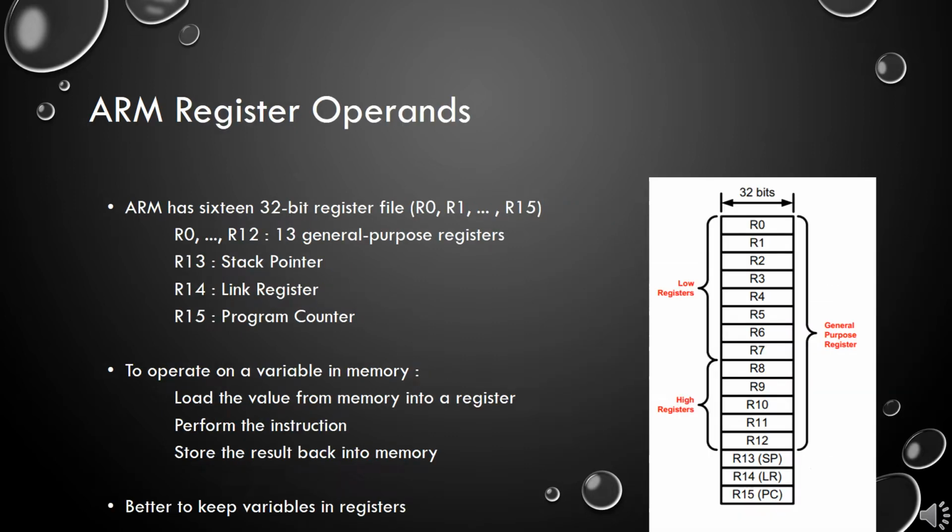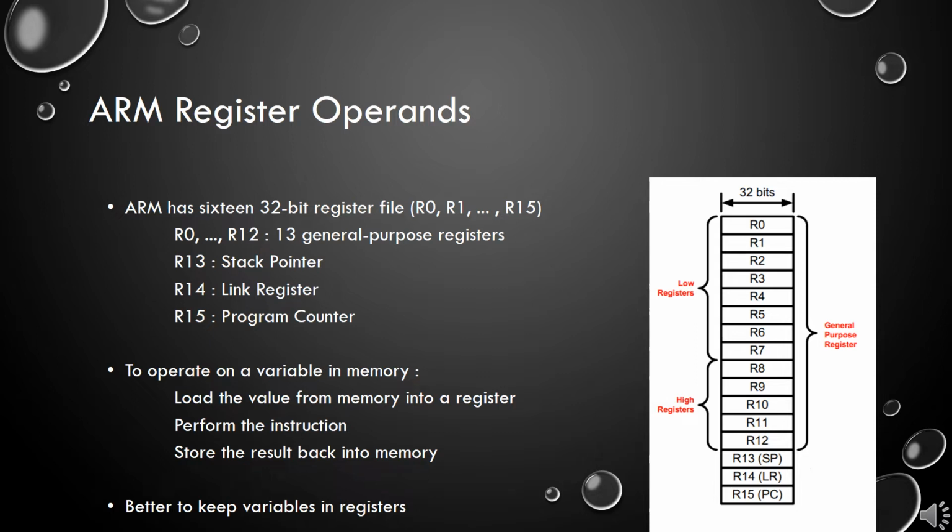ARM register operands. ARM has 16 32-bit register file, R0 to R15. We have 13 general-purpose registers and 3 specific-purpose registers. R0 to R12 are general and R13 to R15 are specific. R13 is a stack pointer, R14 link register, and R15 is a program counter.